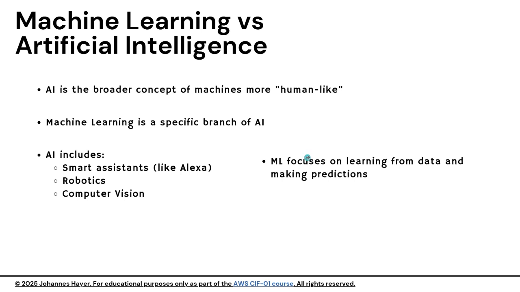And finally, let's clear up a common confusion. What's the difference between machine learning and artificial intelligence? Think of AI as the entire universe of making machines more human-like, and machine learning is only a specific branch of AI. AI includes smart assistants like Alexa, which falls in the category of NLP. Then we have robotics, computer vision, document intelligence, and so on. And machine learning focuses on learning from data and making predictions.